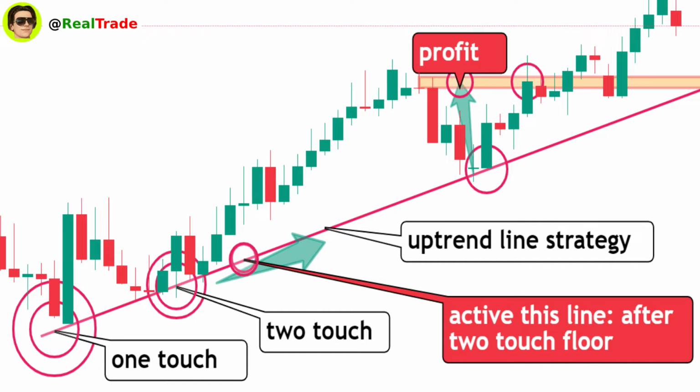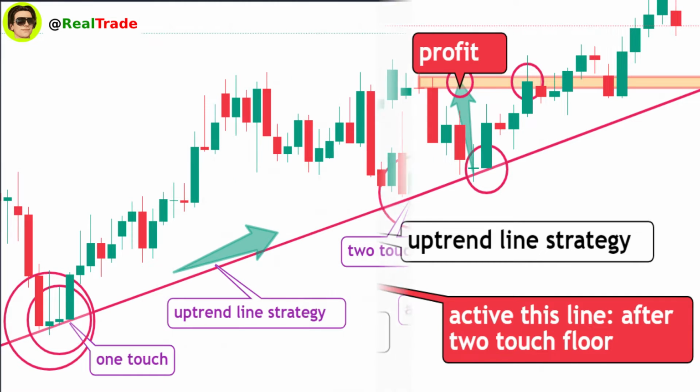Look at the chart, one touch, two touch, after two touch, uptrend line strategy is active.